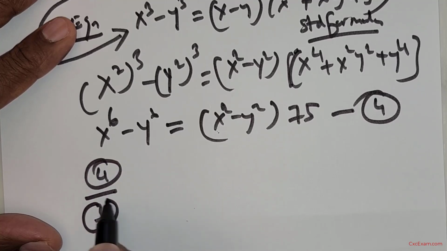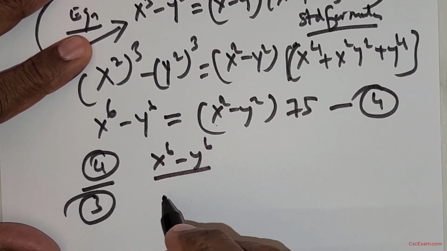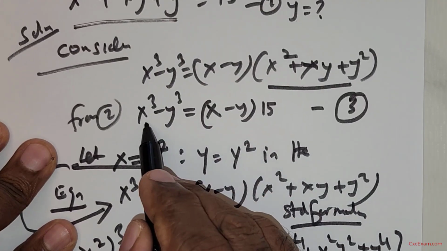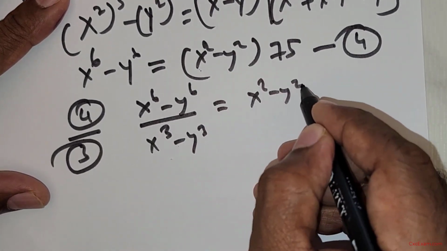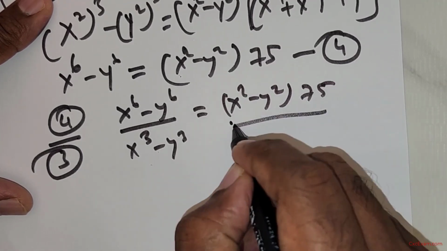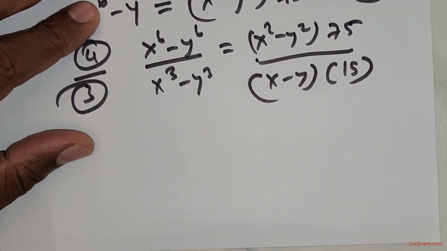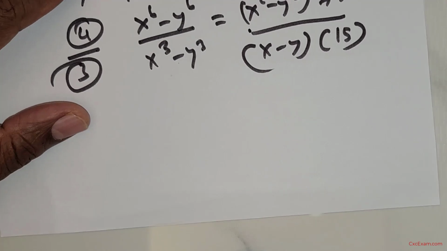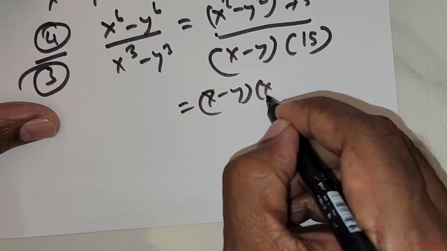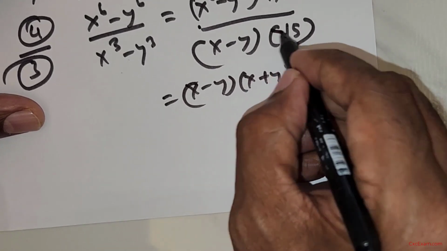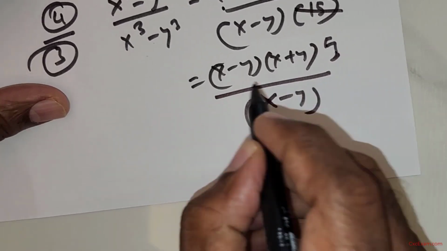Now you divide 4 by 3. So what is my 4? x power 6 minus y power 6. You divide it by 3, which is x power 3 minus y power 3. And you have (x squared minus y squared) times 75 divided by (x minus y) times 15. This x squared minus y squared can be rewritten as (x minus y) times (x plus y). Now 15 divides 75 five times, so you place the 5 there.